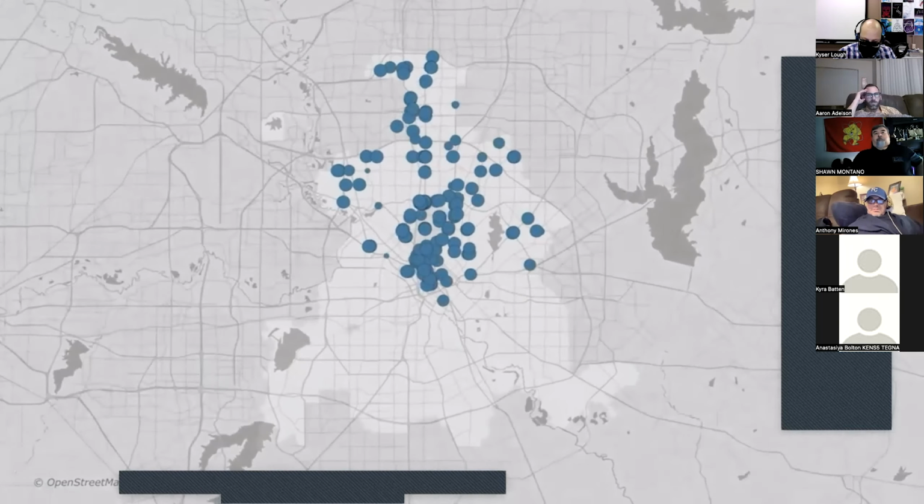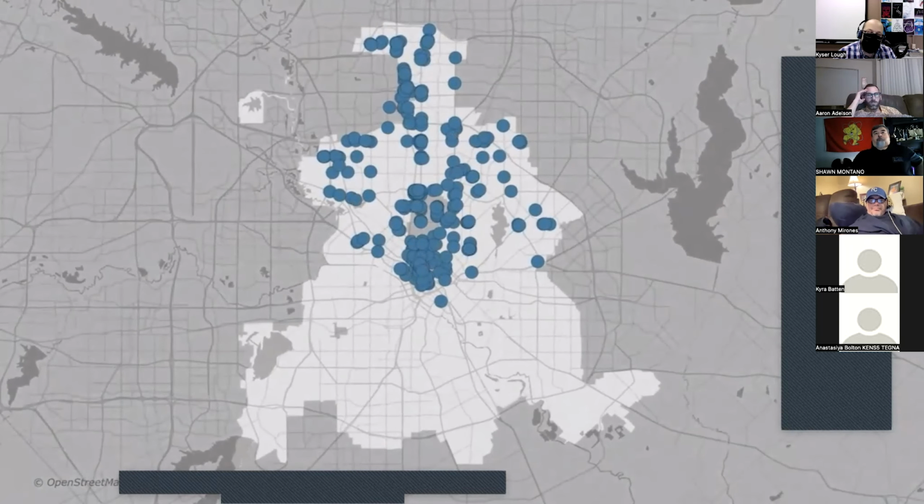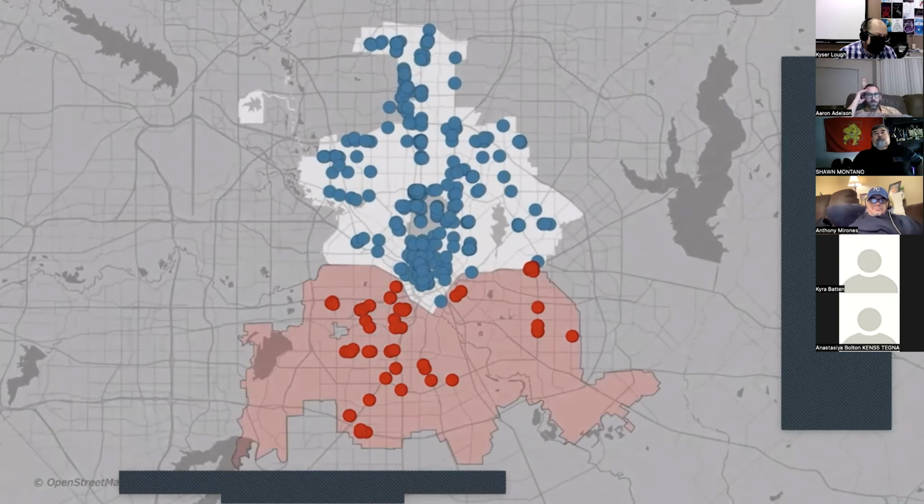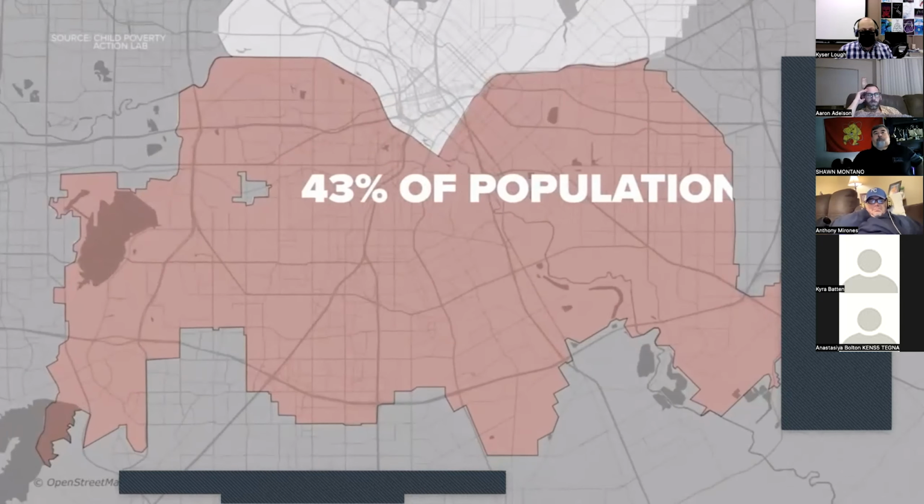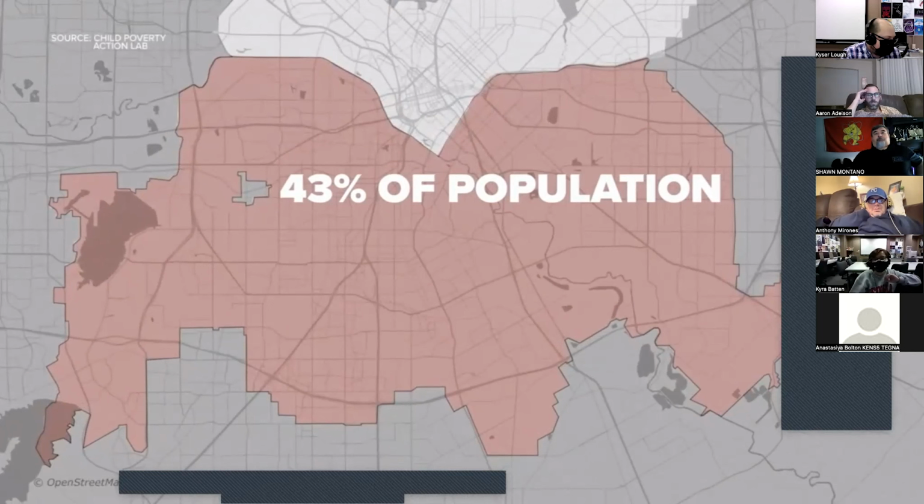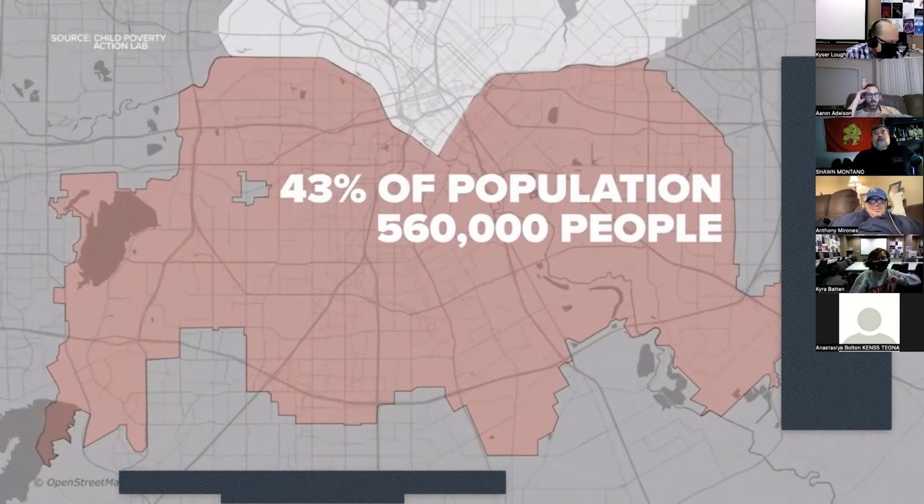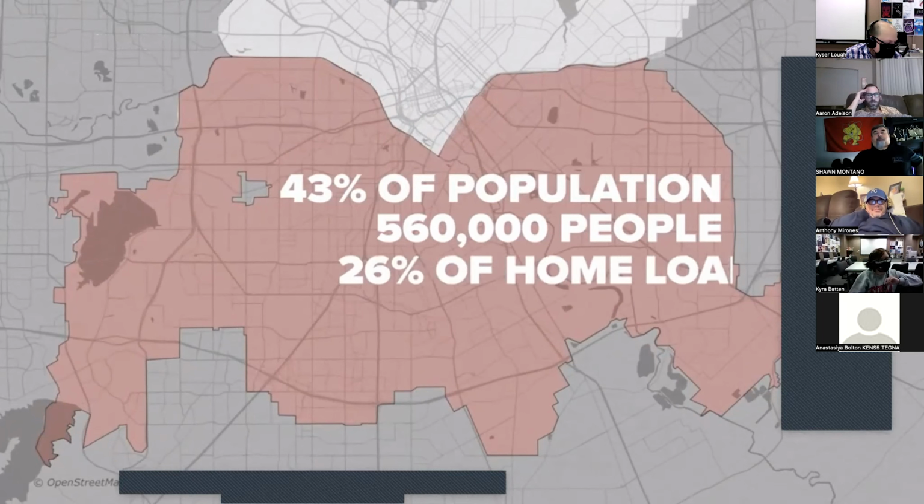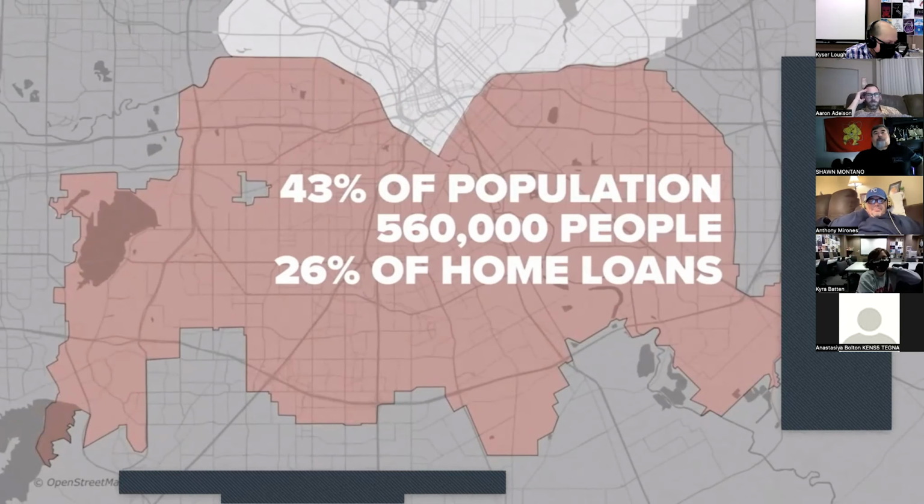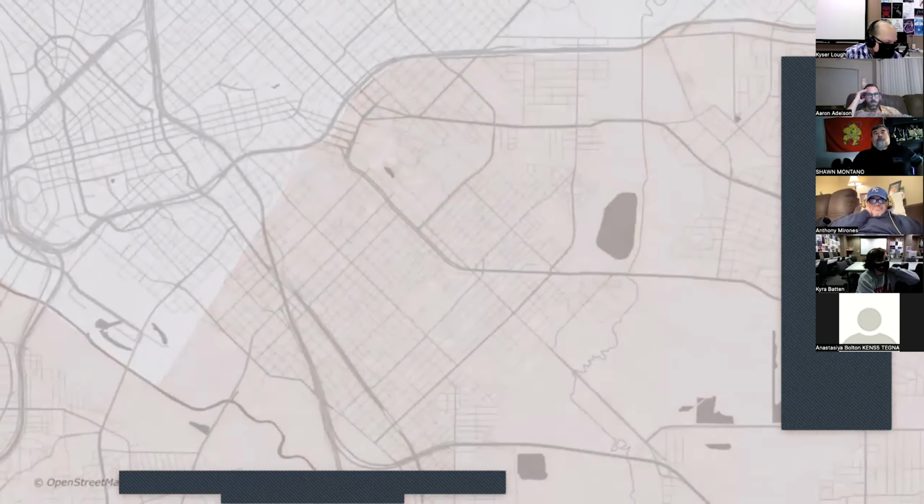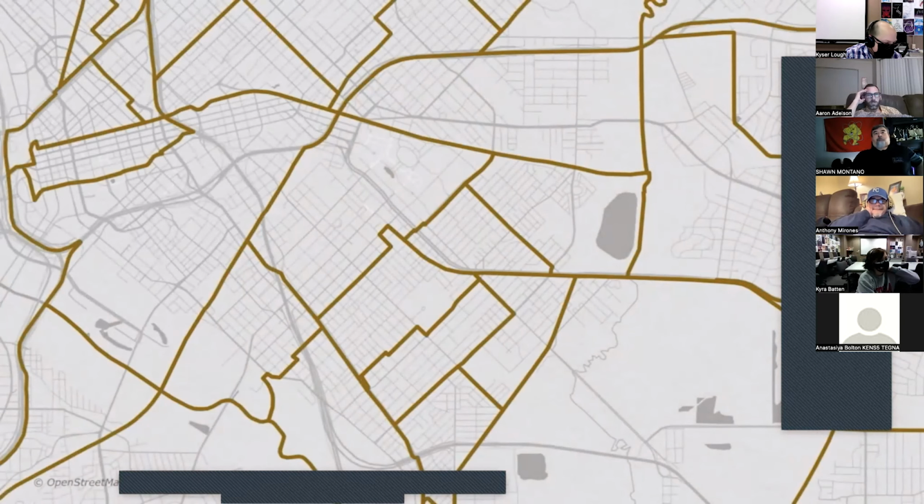In the northern half of Dallas, there are 296 bank branches. In the southern half, there are 55. But 43% of the city's population lives in southern Dallas. That's 560,000 people. And our analysis shows they only get 26% of the home loans. The banks that do have branches in southern Dallas, how are they performing? Neighborhoods in DFW are broken down into census tracts.